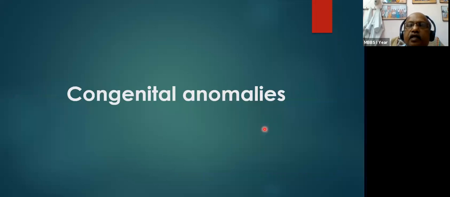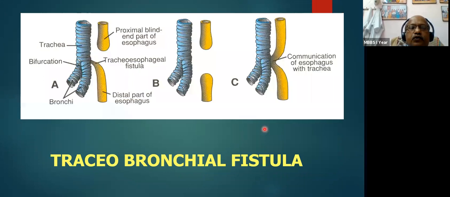We will see what congenital anomalies take place during that period. These are the congenital anomalies due to defective formation of the tracheoesophageal septum. Already you were told about tracheoesophageal fistula. Sorry, one mistake is there, TRACHEO is missing. See the diagram, and you can understand by seeing the diagram itself.